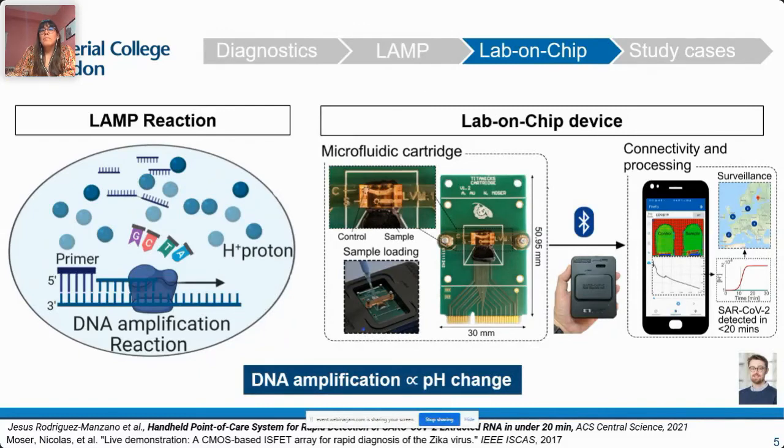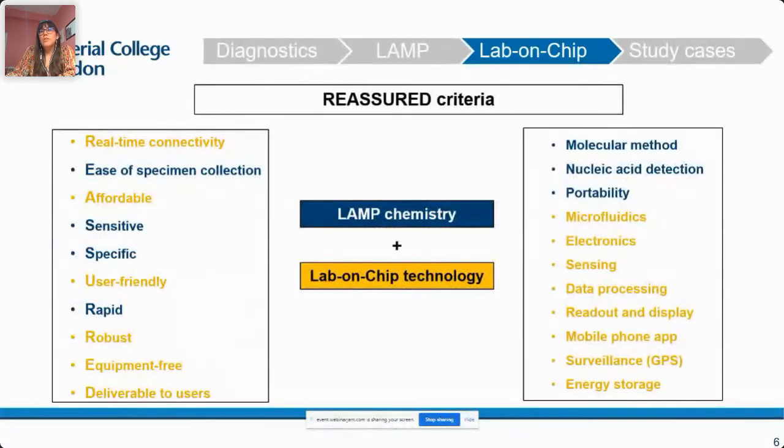So combining LAMP and lab-on-chip technology aims to meet the ASSURED criteria from the WHO. So as we can see here, it is a molecular method, nucleic acid detection and portability, and then also microfluidics, cloud connectivity, surveillance. This cannot be achieved with this platform.